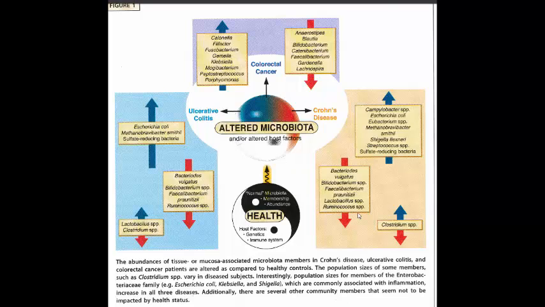So we've got the same thing that we're looking at here. In Crohn's disease, we see a decrease in these. We see a decrease in some Clostridium species. We see an increase of others, and we see an increase in these. So hopefully that helps you interpret this table, because guess what? I'm going to be talking about it some more.